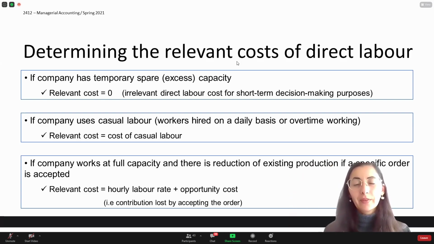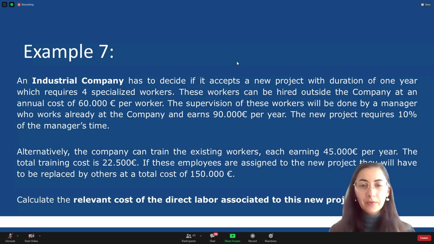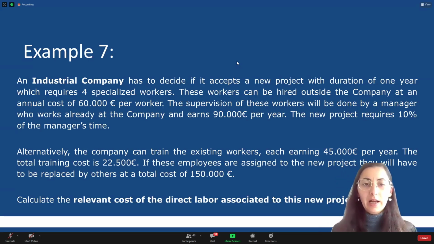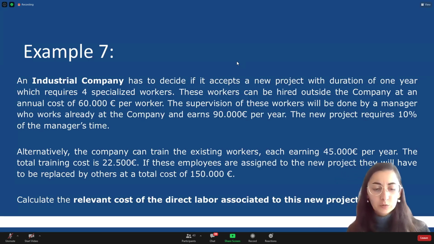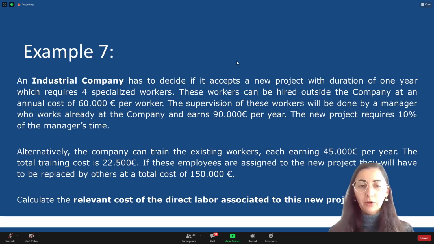Okay. More questions? So for the first option, which is to hire the specialized workers, it will be the 240 euros. For the second option, which is to train the existing workers, what is the cost? What is the relevant cost of the second option of training the existing workers?